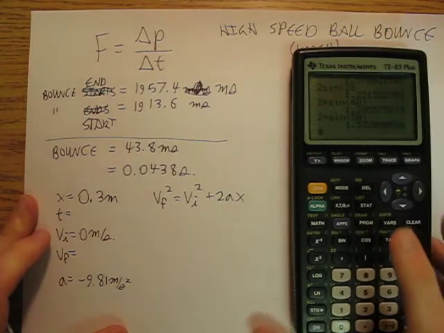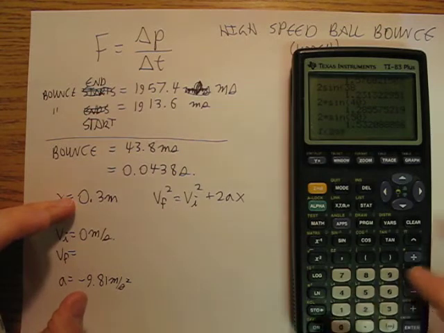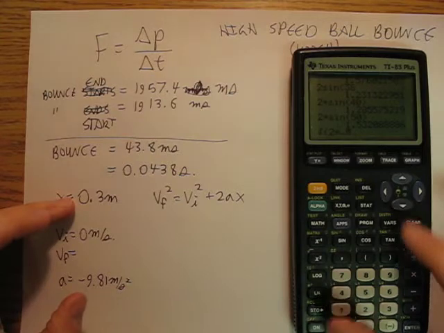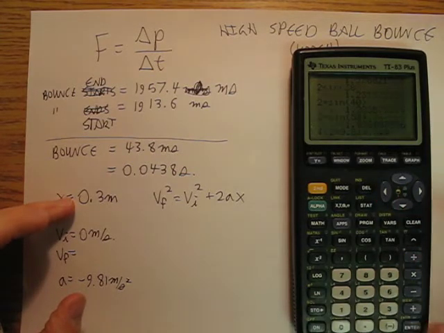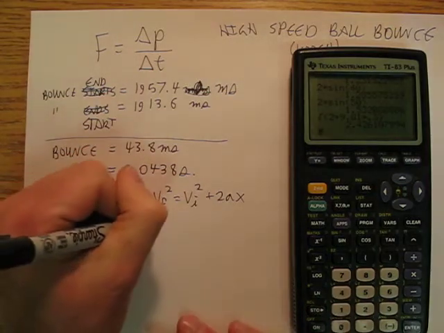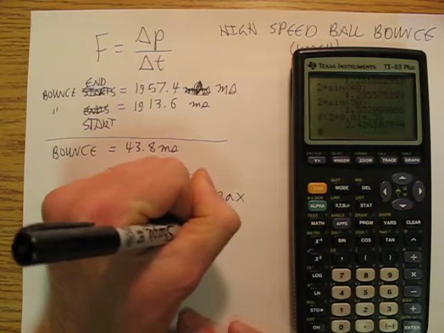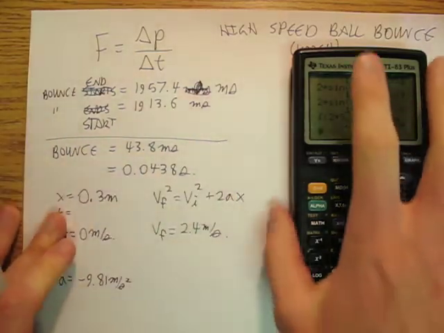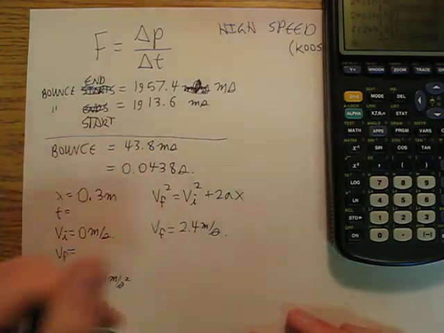So I'm going to get basically the square root of 2 times 9.81 times 0.3. I'm going to get 2.4. Vf is 2.4 meters per second. And so that's going down.